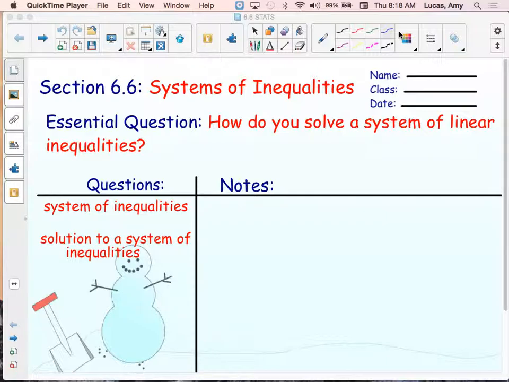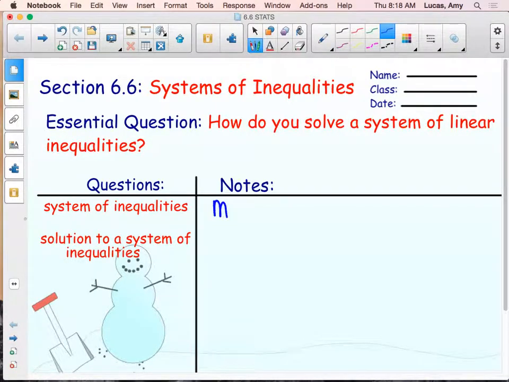And then remember that when you graph a system of inequalities, you're shading a half plane as your solution set. So it isn't just a point that would be on the line that would be a solution to an inequality, it's an entire region. So a system of inequalities means more than one inequality. The ones that we're going to be working with will have two inequalities. And the solution to a system of inequalities would be the region that is shaded by all of the inequalities.